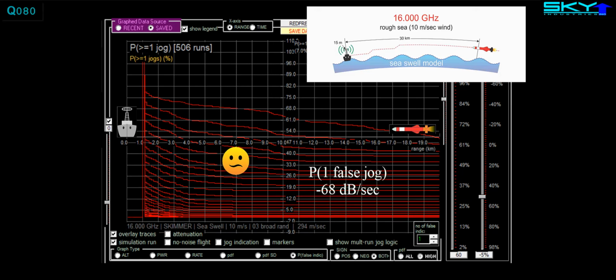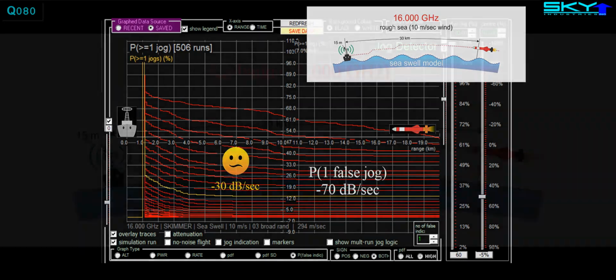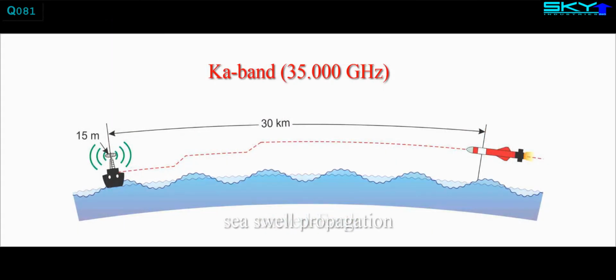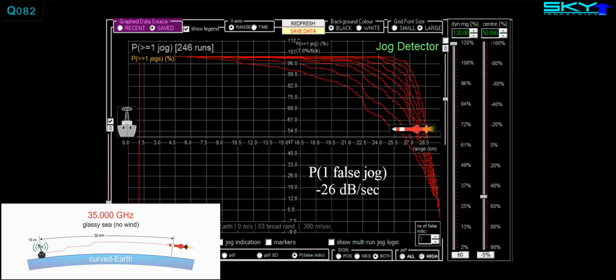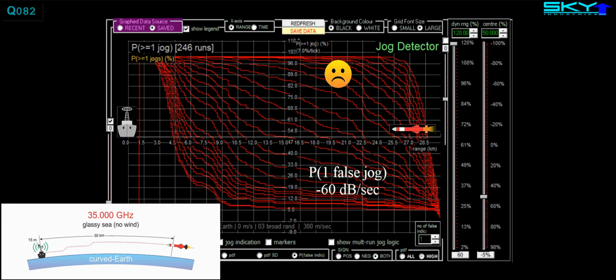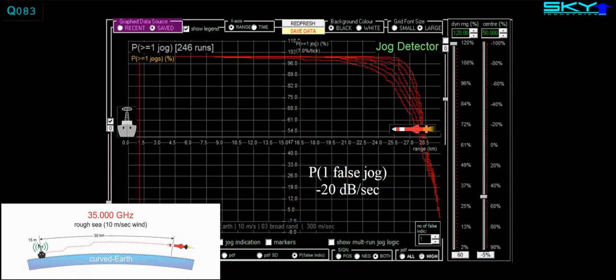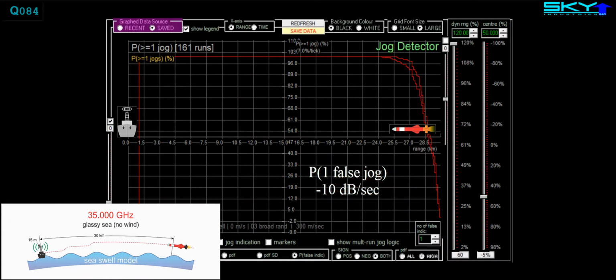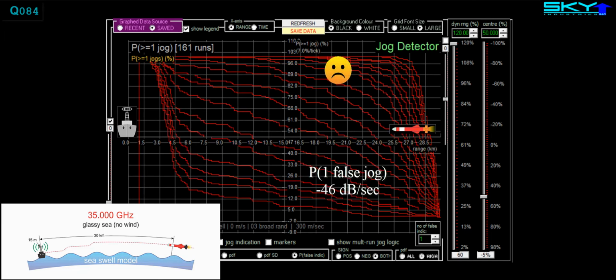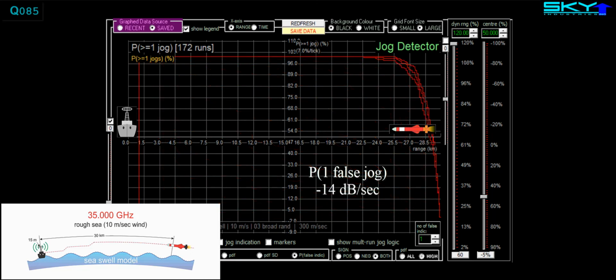It's a similar story for the X-band seeker, but overall there is much less chance of a false jog indication. And here are the results for the Ka-band seeker for the sea skimmer missile. Here's a curved earth, glassy sea. Curved earth, rough sea. Sea swell, glassy sea. And sea swell, rough sea.